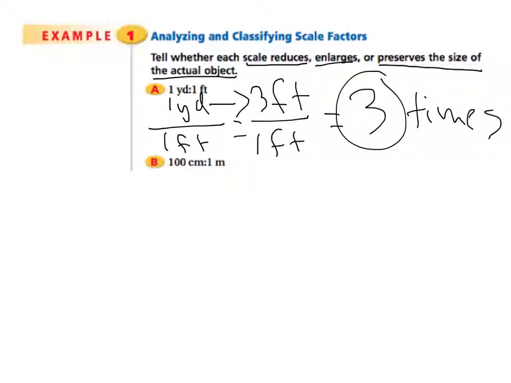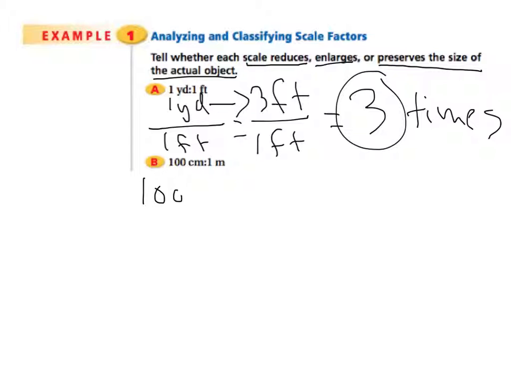Okay, so what we did, I'm going to repeat it one more time. We have 1 yard over 1 foot, and we convert 1 yard is equal to 3 feet. So 3 feet over 1 foot. So we get these to be the same. And that equals 3. So it's 3 times as big. The actual object is 3 times as big as our scale. So it enlarges.